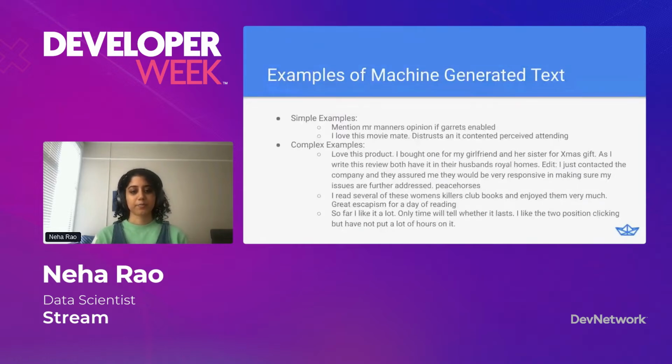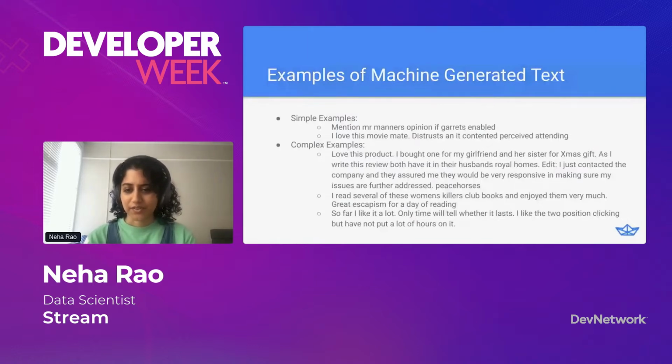For complex examples, I've taken this data from a data set of Amazon reviews, both human-generated and generated by a text generation model called GPT-2. We'll talk about this data set a bit more at length later. But this first one: "Love this product. I bought one for my girlfriend and her sister for a Christmas gift. As I write this review, both have it in their husband's royal homes." So "husband's royal homes" is definitely a very uncommon word choice.